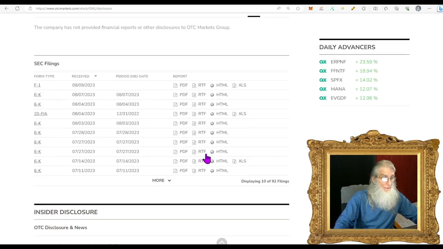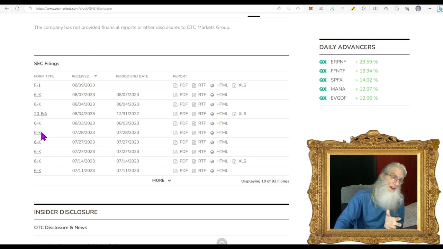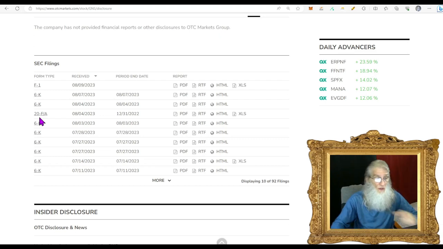Disclosures for the company. Lots of them here. And believe it or not, I did dive into each one. I didn't read every single one of them, but I scoped them out. None of these really are of interest to us as day traders. You've got a financial here, a 20F. Because they're from Singapore, it is a financial that is for foreign companies. There is an A behind it. That means they amended it. This looks to be the annual.